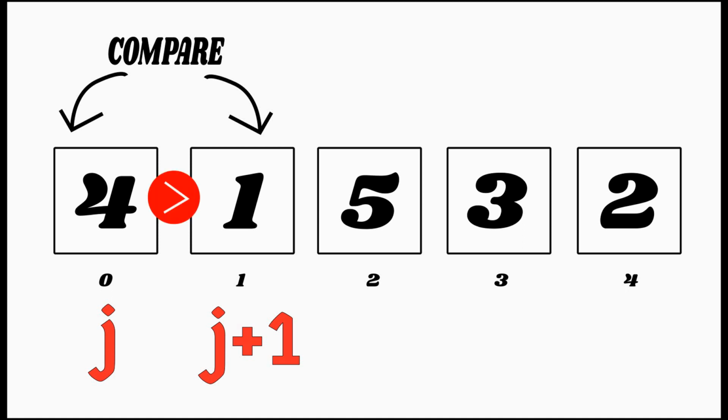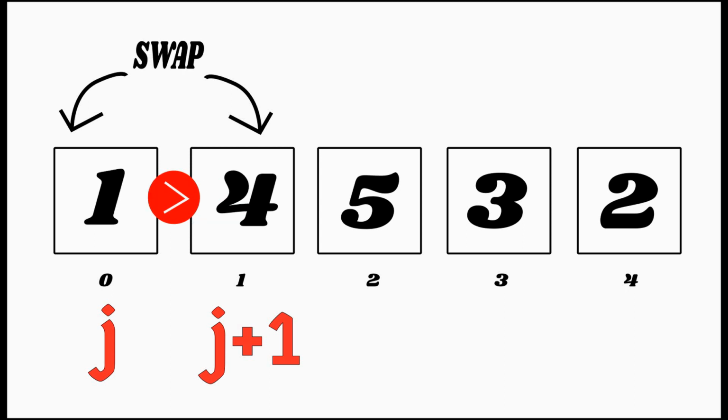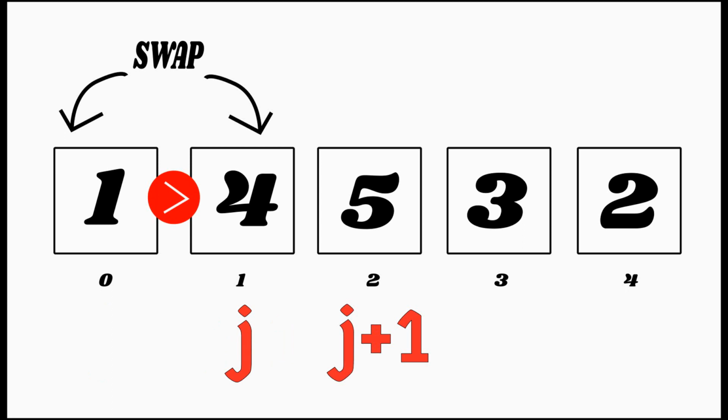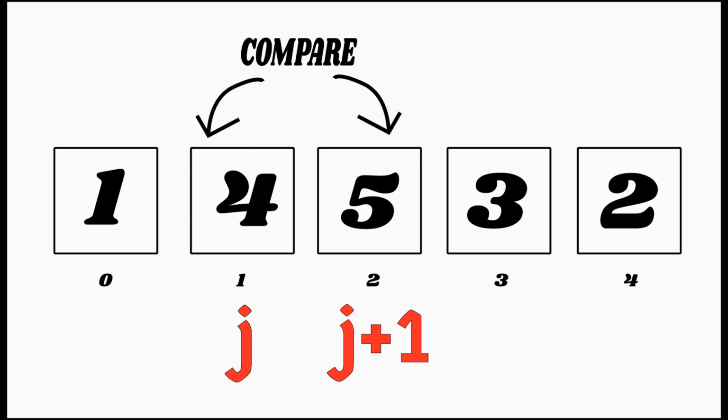If the left element is greater than the right element, then swapping takes place. In our case it is, hence swapping will take place. After swapping the elements at index 0 and 1, we increment the value of j. Now j is at index 1 and j plus 1 is at index 2. Again we compare j and j plus 1. In this case the left element is smaller than the right element. Hence no swapping takes place and we can increment the value of j.